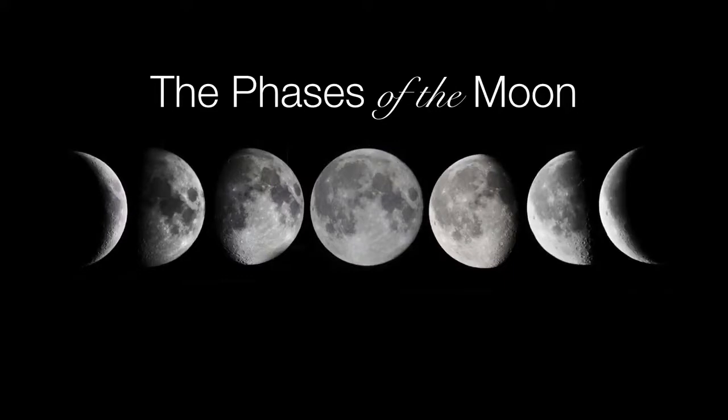Now, before we describe the phases of the moon, let's just clarify one rather important point about the moon, and that is we always see the same side of the moon. It doesn't matter what phase it's in. If you look at the features on the moon's surface, we're always seeing the same near side of the moon.